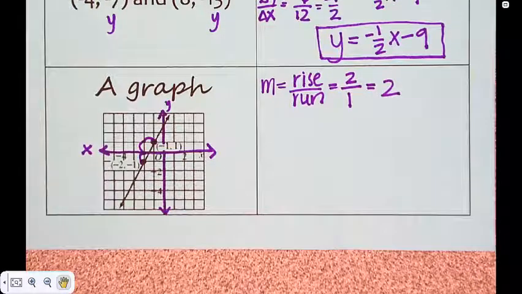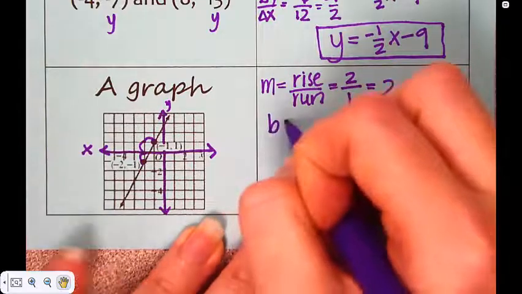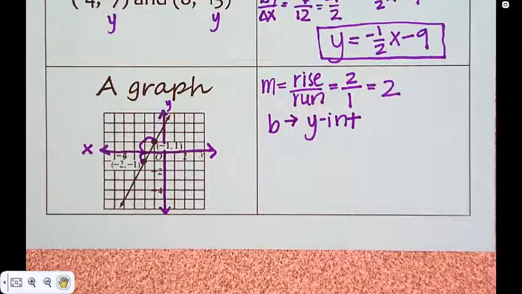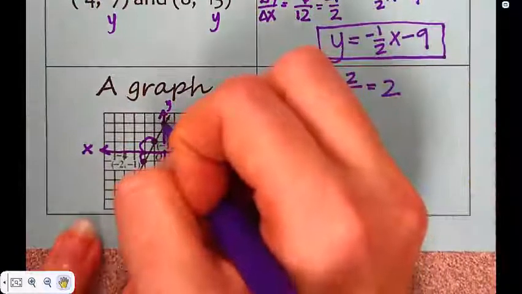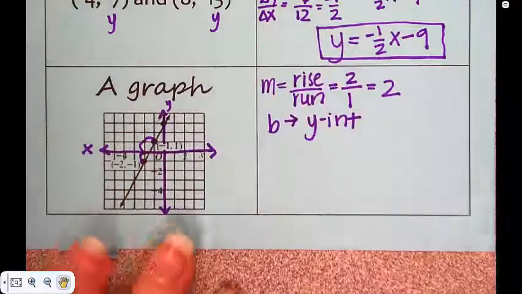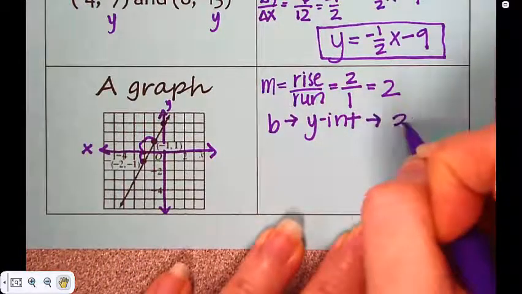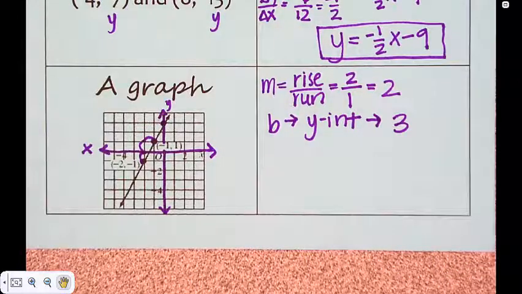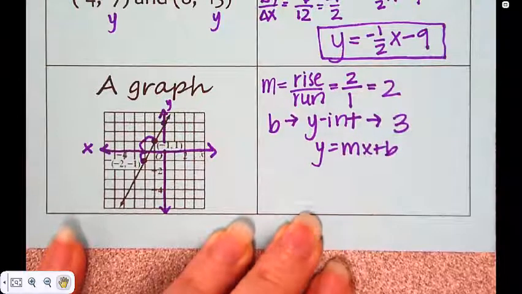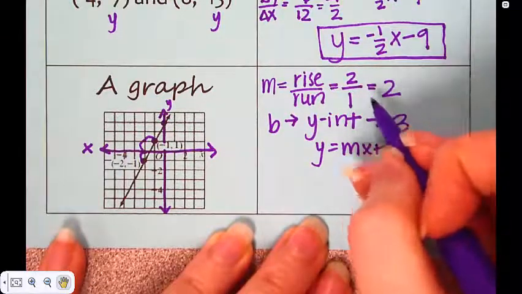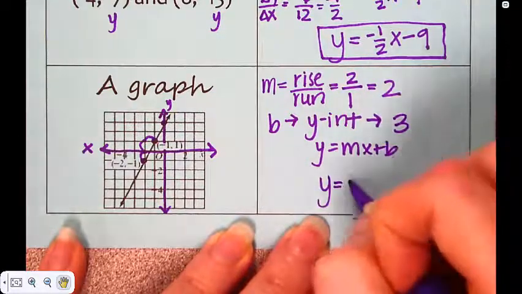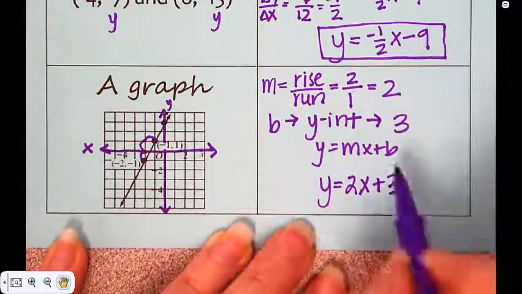Now I look for my b value. Remember, the b is the same as our y-intercept. So it's where our graph is crossing the y-axis. So it's crossing here. And so if I look, that's up 1, 2, 3. So I have a y-intercept of 3. Now all we have to do is take our y equals mx plus b equation and sub in our 2 for our m and our 3 for our b. So our equation is y equals 2x plus 3.